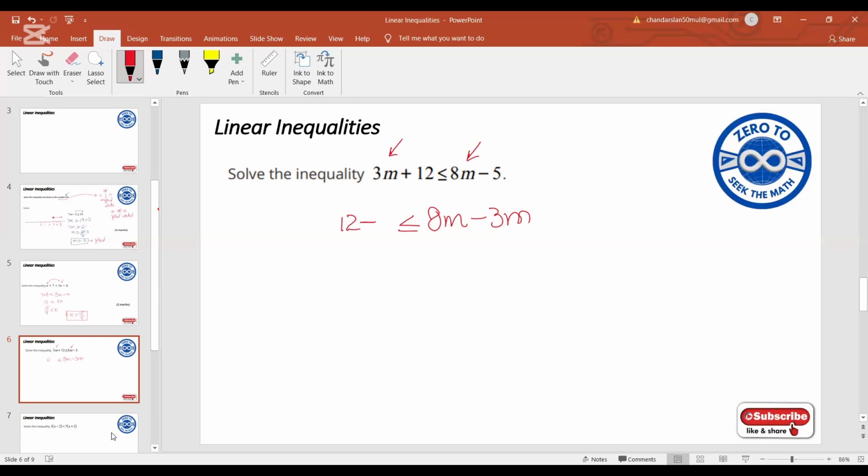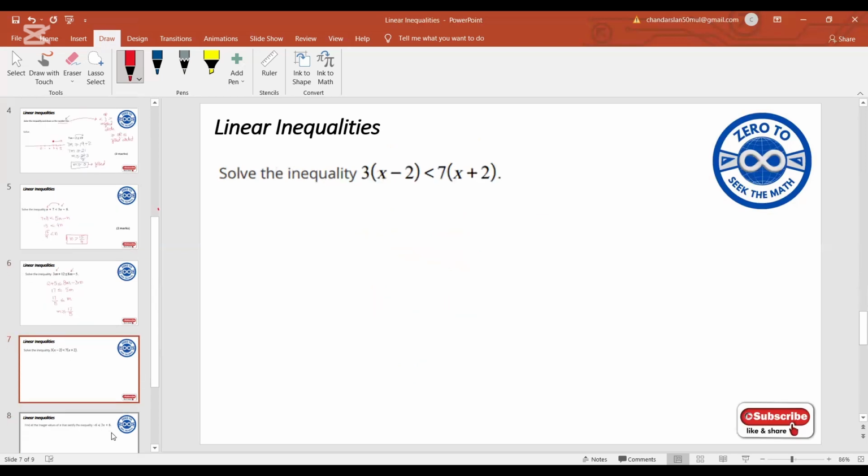So the 5 will become positive 5. Now this will become 17 is less than or equal to 5m. And the answer will be 17 upon 5 is less than or equal to, I'm so sorry, it will be m. Yeah, so this is the answer. Or we can say that m is greater than or equal to 17 over 5. So this is how we can solve linear inequalities.